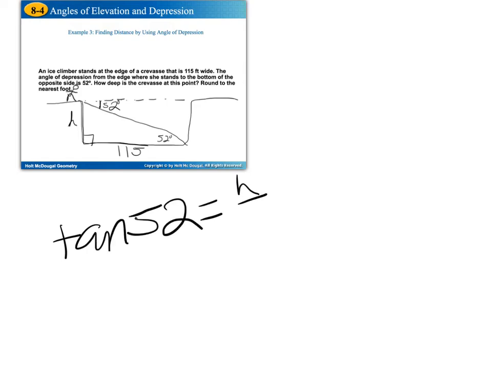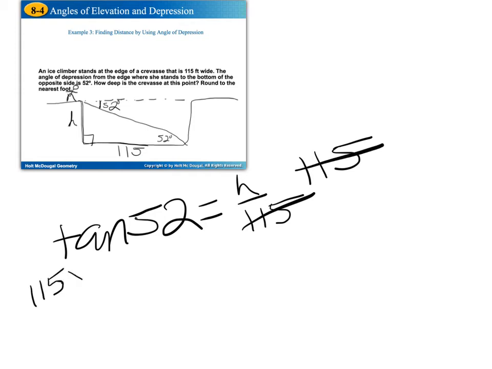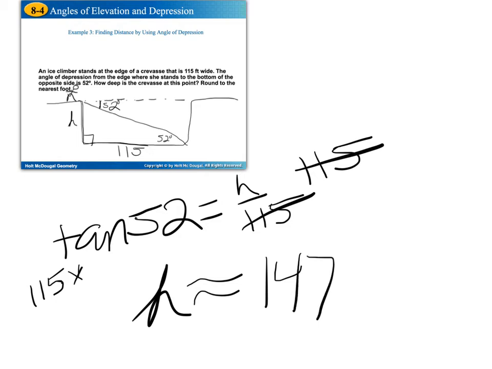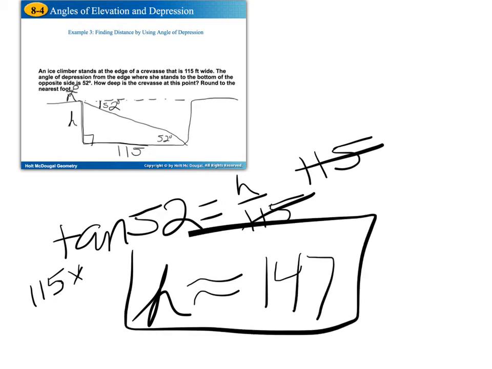You've got tangent. I'm here at this angle. I'm looking for the opposite, and I'm given the adjacent. So I'm going to be using tangent. Tangent of 52 equals opposite over adjacent. And so, rounded to the nearest foot, I multiply both sides by 115 to get it out of the denominator. I get h is about, rounding to the nearest foot, sorry. Someday I'll learn how to read. It says 147.19 on my calculator, so I'm going to leave it as 147.